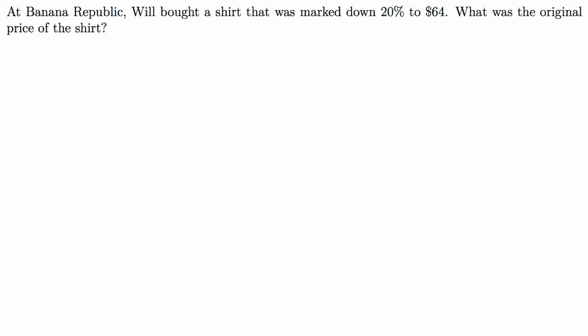At the Banana Republic, Will bought a shirt that was marked down 20% to $64. What was the original price of the shirt? We've now read the problem once and should hopefully be able to identify that we're talking about the price of a shirt. We know the shirt was marked down, and the price that Will paid was $64.